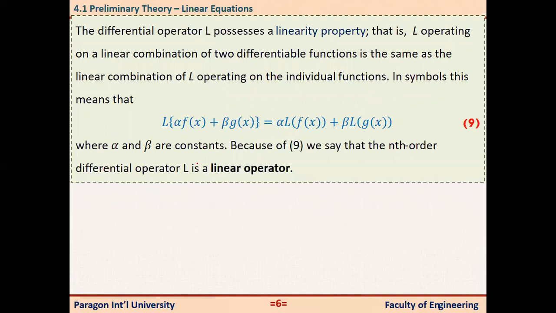And here, the differential operator L possesses a linearity property. That is, L operating on a linear combination of two differentiable functions is the same as the linear combination of L operating on the individual functions. So in symbols, this differential operator on alpha times F plus beta times G produces the same result as alpha times L on F plus beta times L on G, where alpha and beta are constants. Because of this line, we say that the nth order differential operator L is a linear operator.